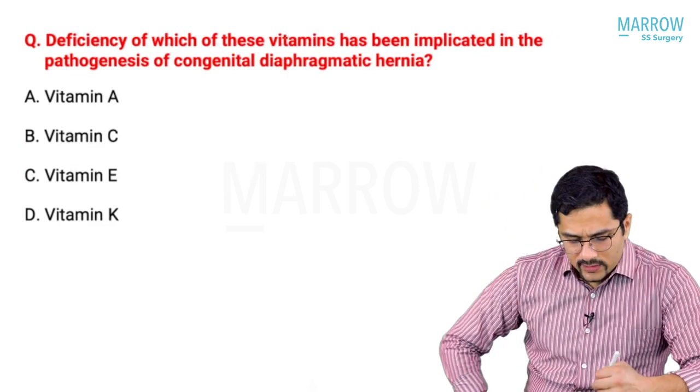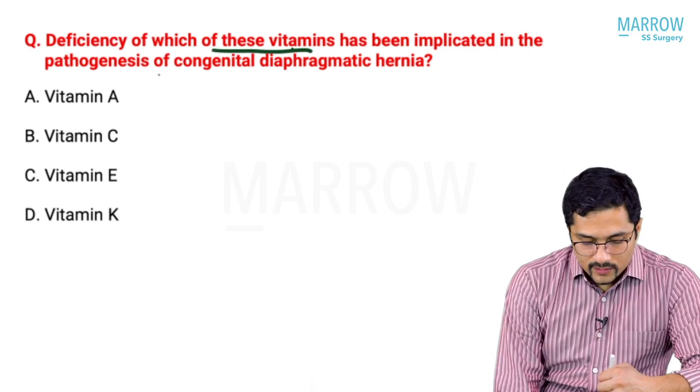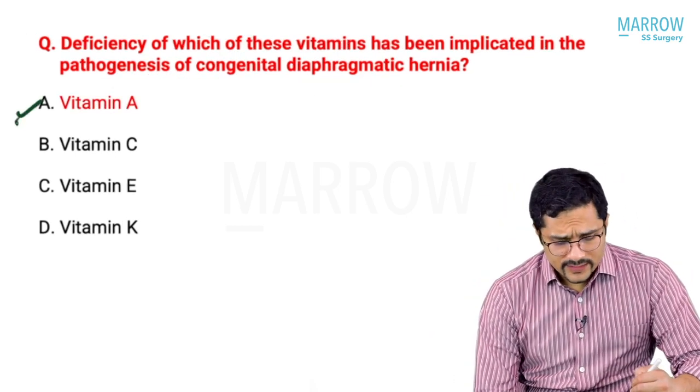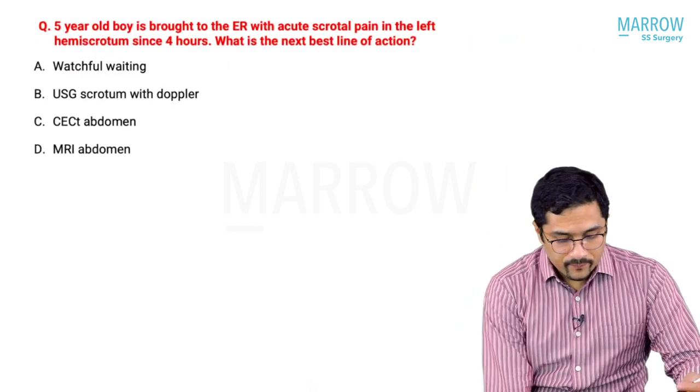Again, a factual question. This was also a new question. Deficiency of which of these vitamins is implicated in the pathogenesis of congenital diaphragmatic hernia? It is vitamin A. So, this is just a factual question which you should remember.